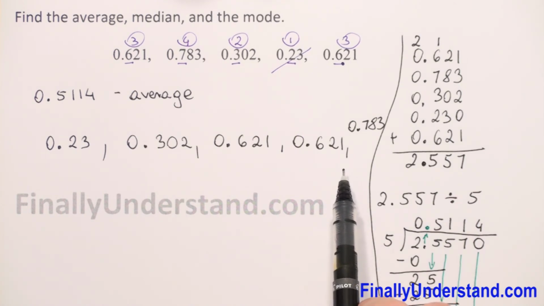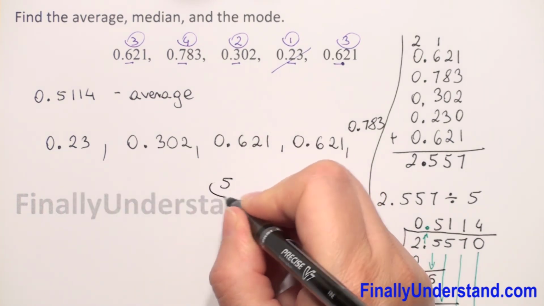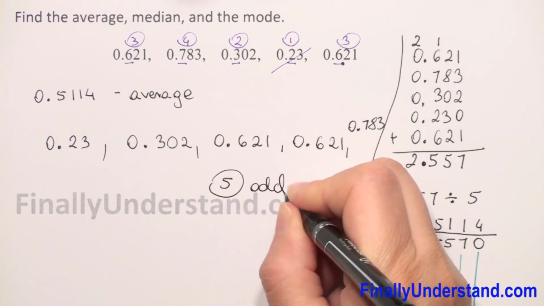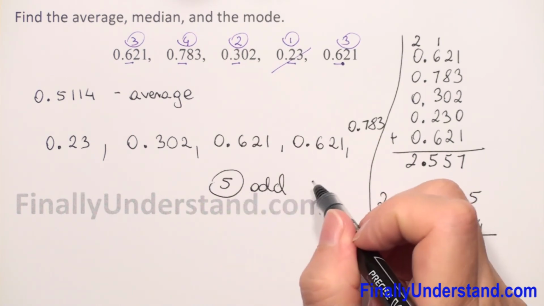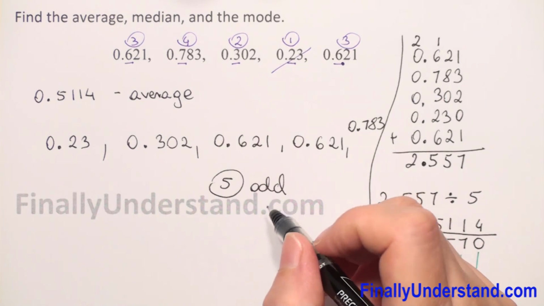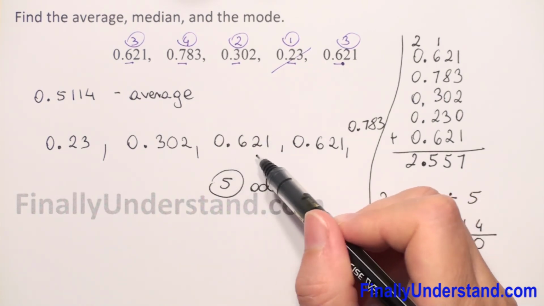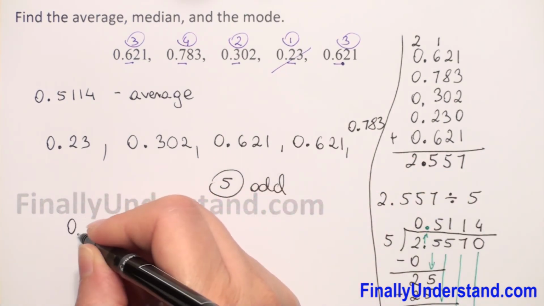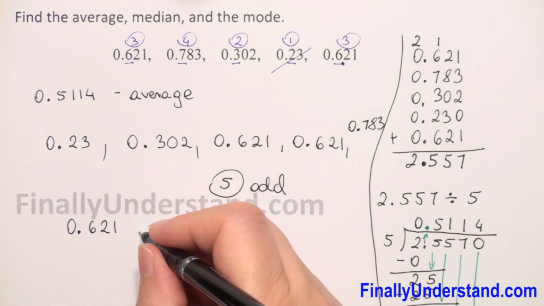What next? We have to count how many numbers we have. 1, 2, 3, 4, 5. 5 numbers. 5 is odd. When we have an odd number of values in the set, it means the median is the middle number. The middle number is 0.621. So the median will be 0.621. So this is the median.